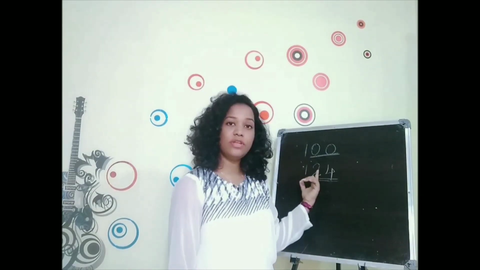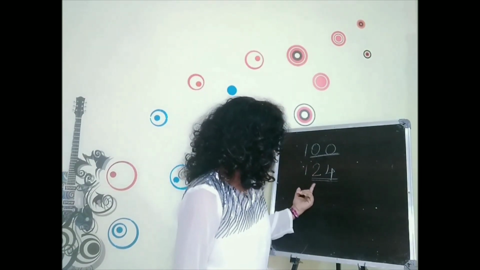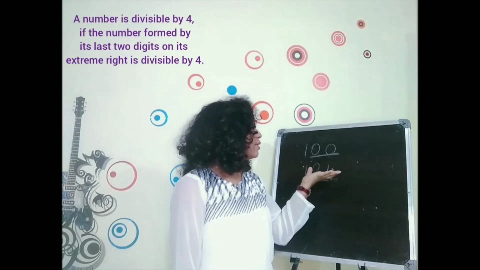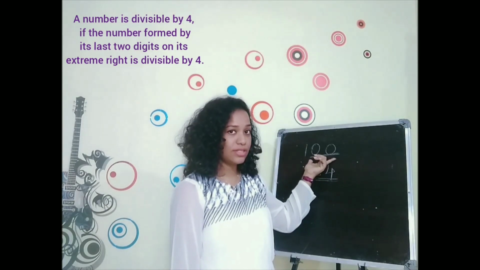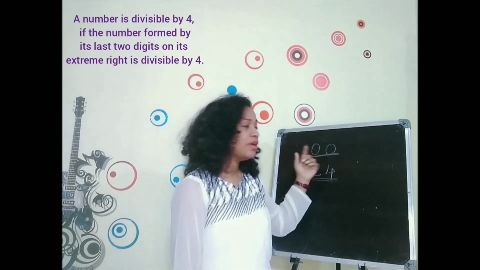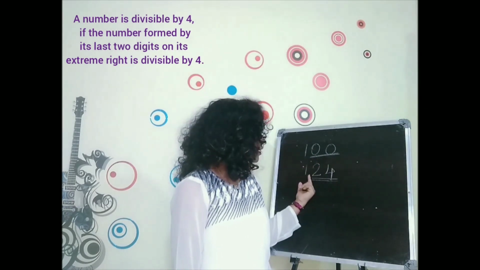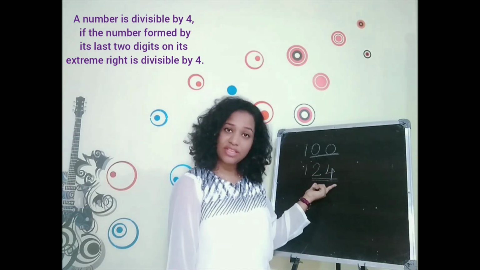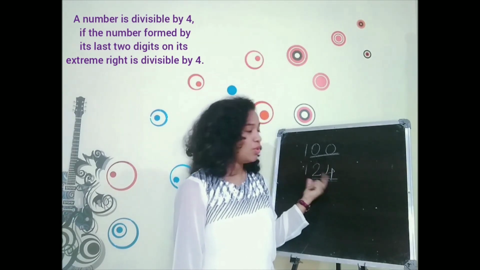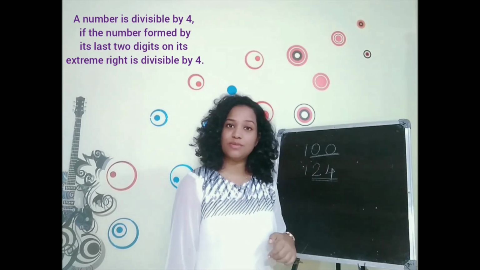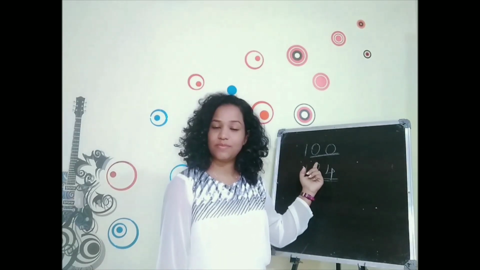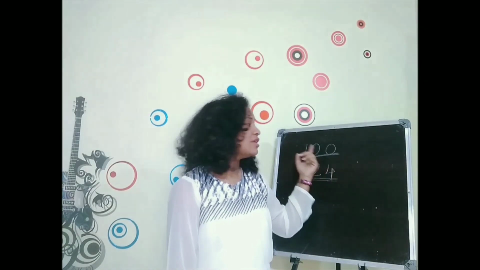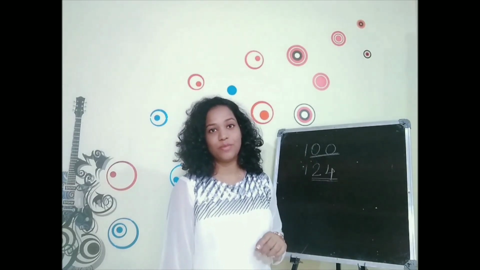Look here, I have written 100 and 124 on the board, and look at the number formed by the last 2 digits on its extreme right. Here it is 0, 0. And here it is 2, 4. That means 24. So, 24 is divisible by 4. So, 124 is divisible by 4. And what about this? Yes, if the last 2 digits are zeros, also the number is divisible by 4.